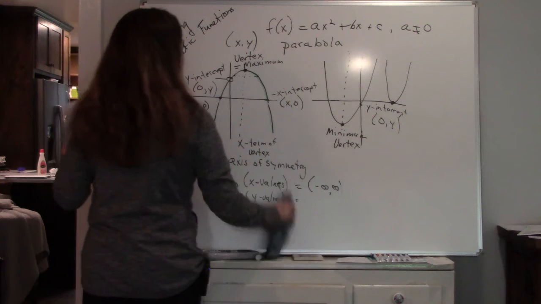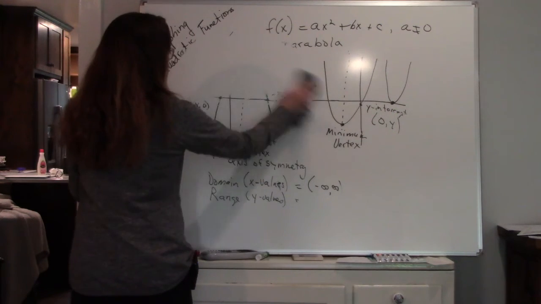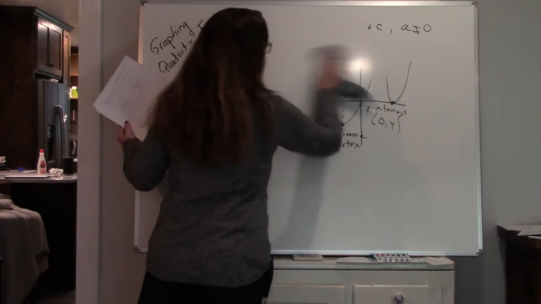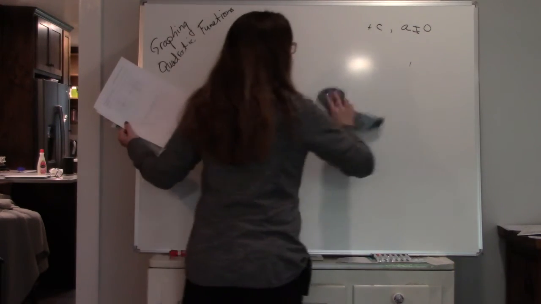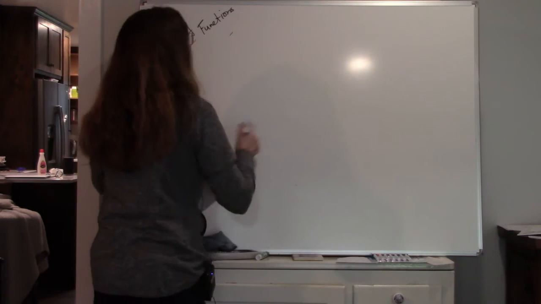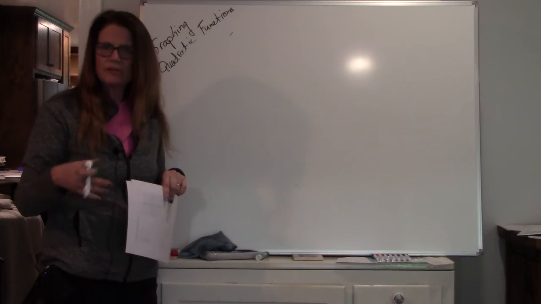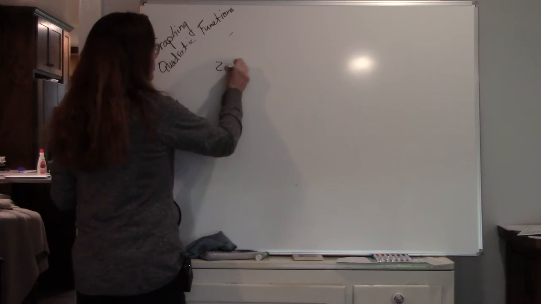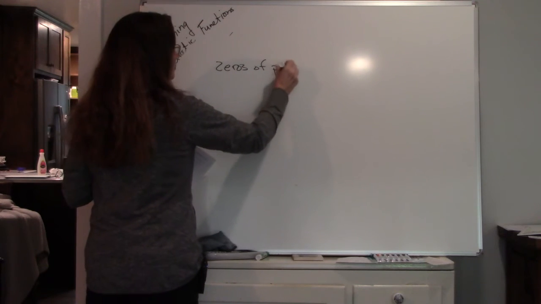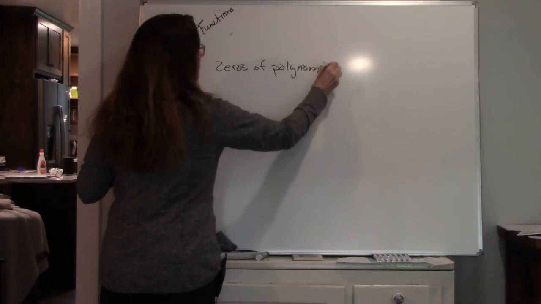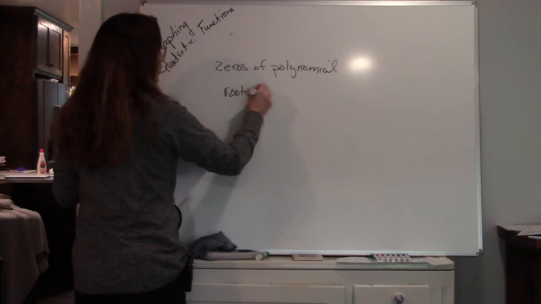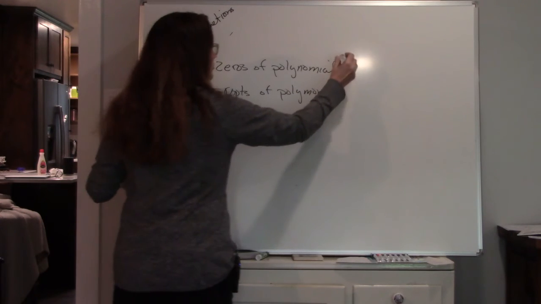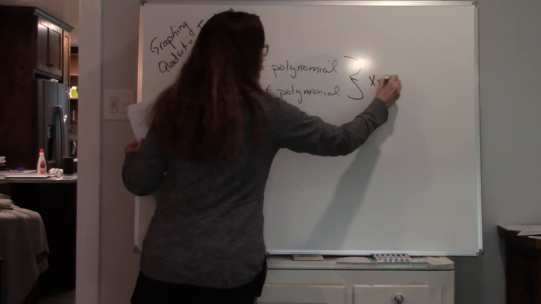We do have one more term that we're going to look at in our introduction, and that is called the determinant. So the determinant will identify how many zeros, x-intercepts, roots. So all three of those terms. We have zeros of the polynomial. You have roots of the polynomial. And both of those terms are the x-intercepts.